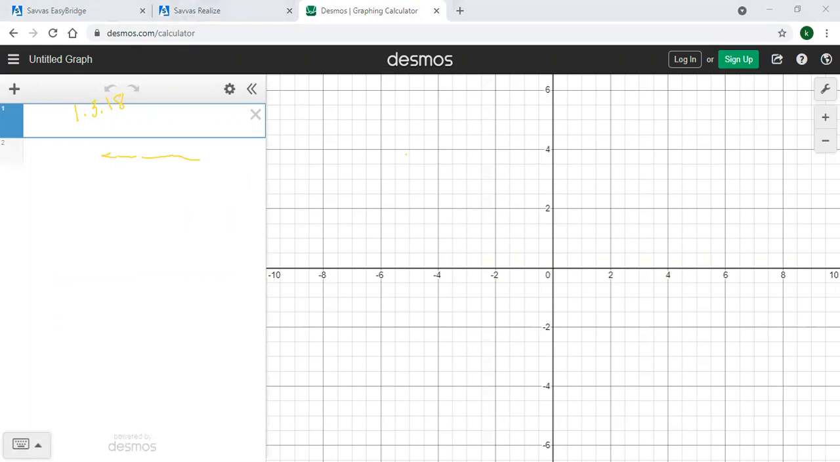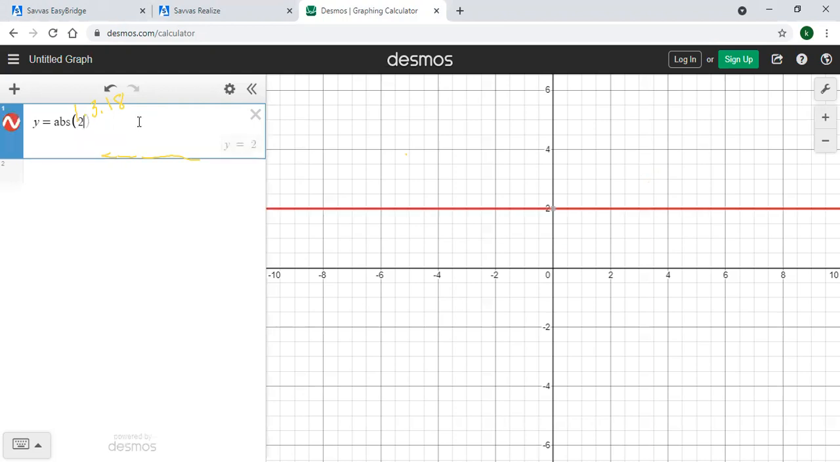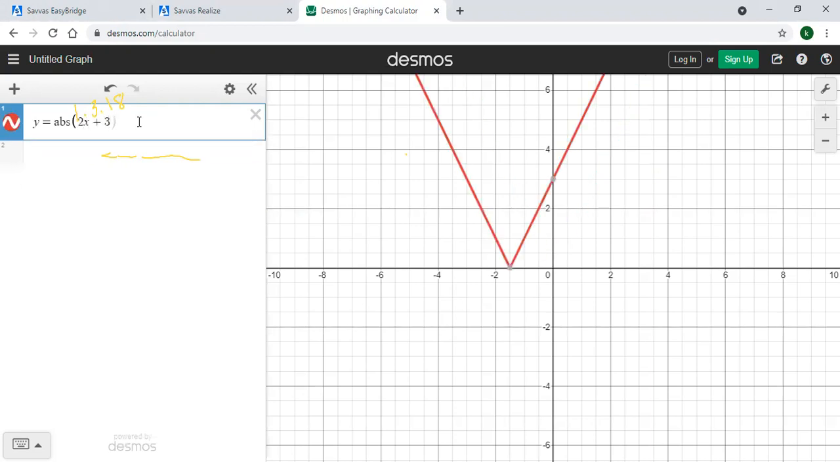Just going to double check that I'm sharing the right screen with you. I think I am. So on this screen, I want to graph the equation y equals absolute value, which is ABS, and then in parentheses, 2x plus 3. You can see on this graph, the plus 3 looks like it did a 3 to the left shift, and then the 2 is like a slope.